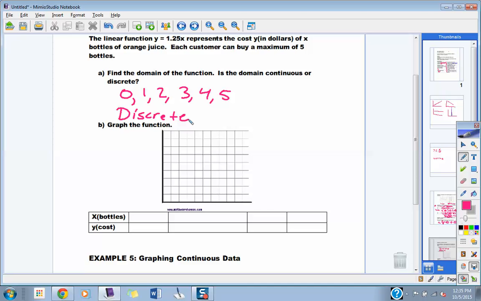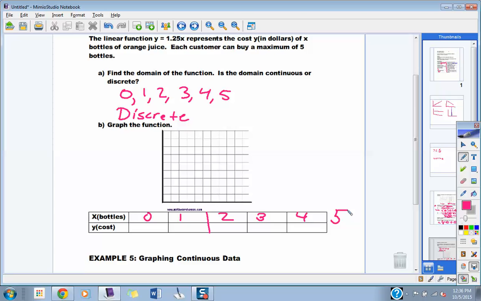So it says graph the function. Well, I'm going to make a table down here first, guys. We set our options on the number of bottles I could buy. It could be 0 up to what? This is actually going to go off here a little bit, and that's fine. I'm just going to label that top row up there for that table, the number of bottles that I could possibly buy in this situation.